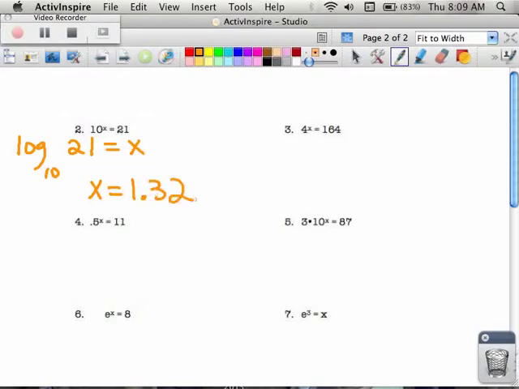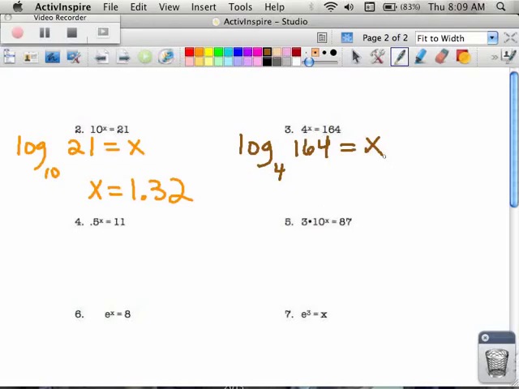Super fast. So if your base is ever 10 or e, you don't have to really worry about stuff. In number 3, I'm going to change it to log base of 4 of the number 164 equals my exponent, x. Oh no, the base is not 10 or e.